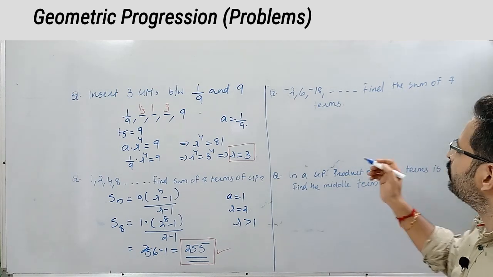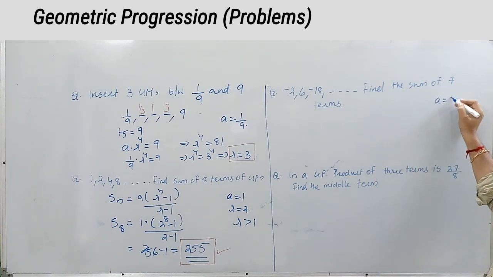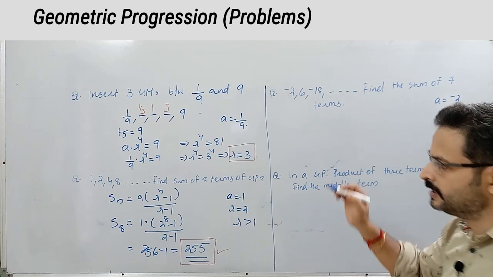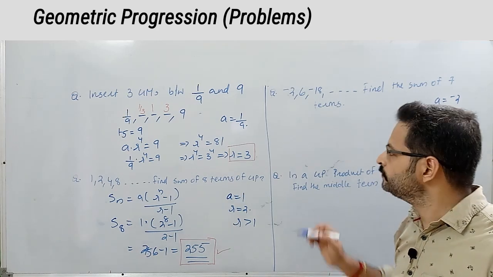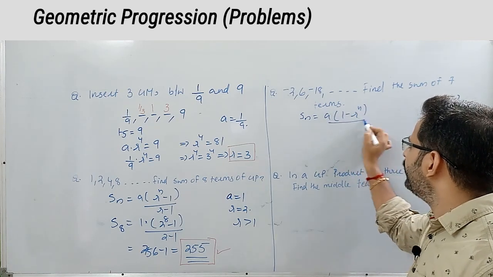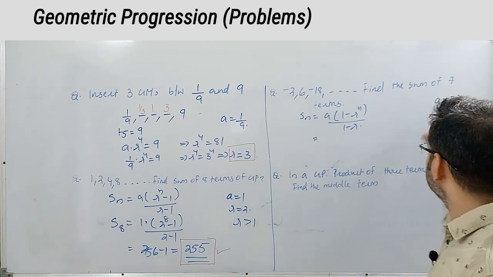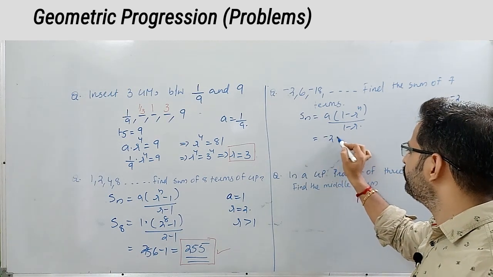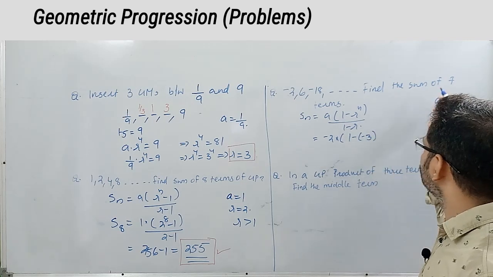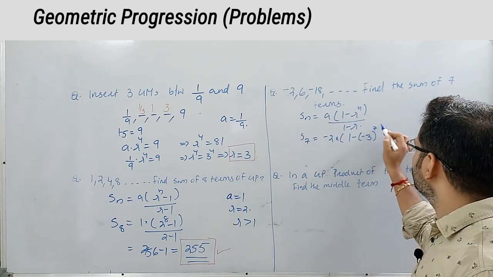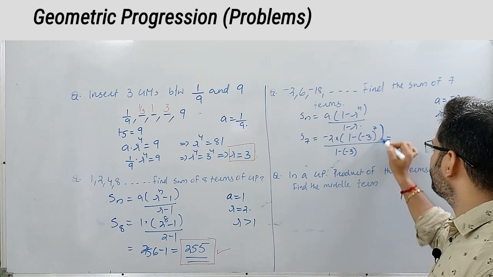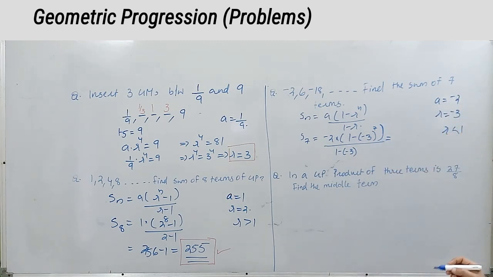Okay. Then A is equal to minus 2 and R is equal to minus 3. Therefore, R less than 1. We have to use the other formula for finding the sum of n terms of a GP. Sn is equal to A into 1 minus R raised to n divided by 1 minus R. Okay, we know that the value of A is minus 2 into 1 minus minus 3, the whole raised to 7, we have to find S7, divided by 1 minus of minus 3. Okay, compute the answer.